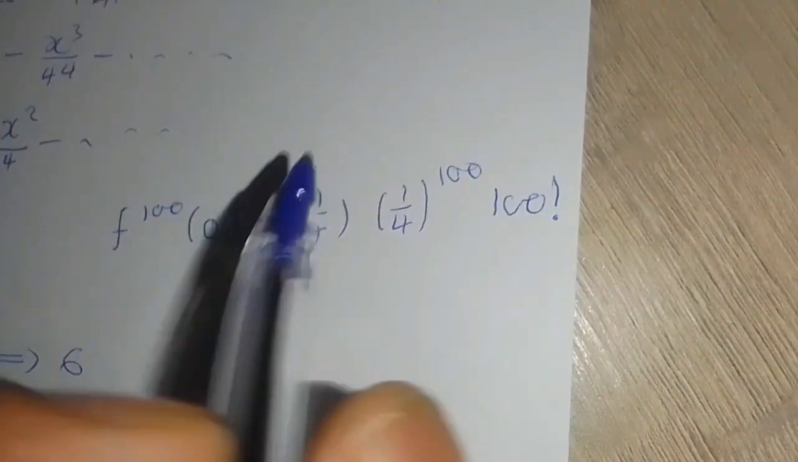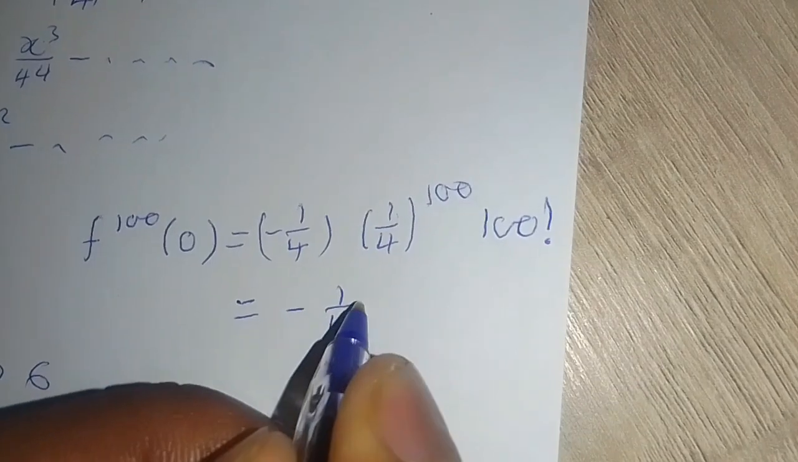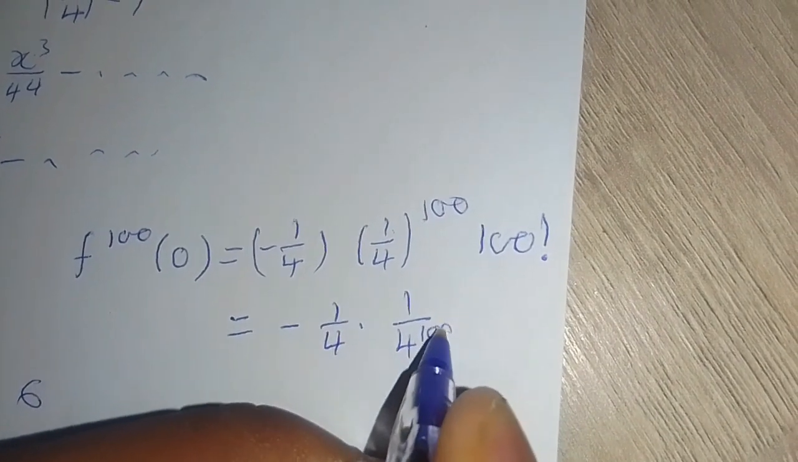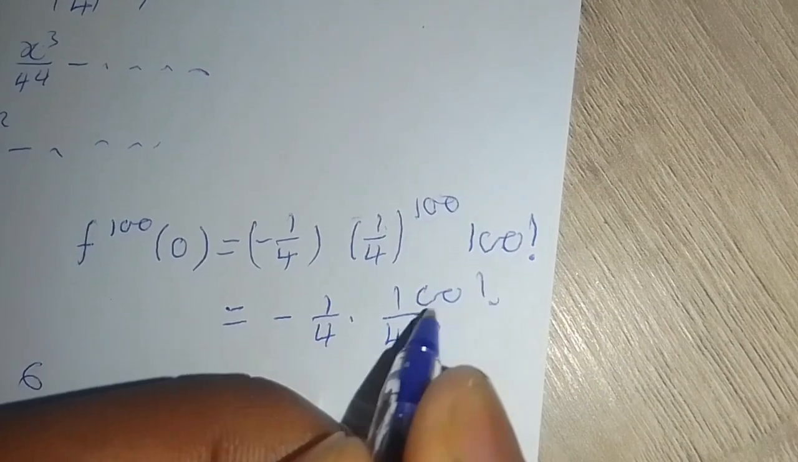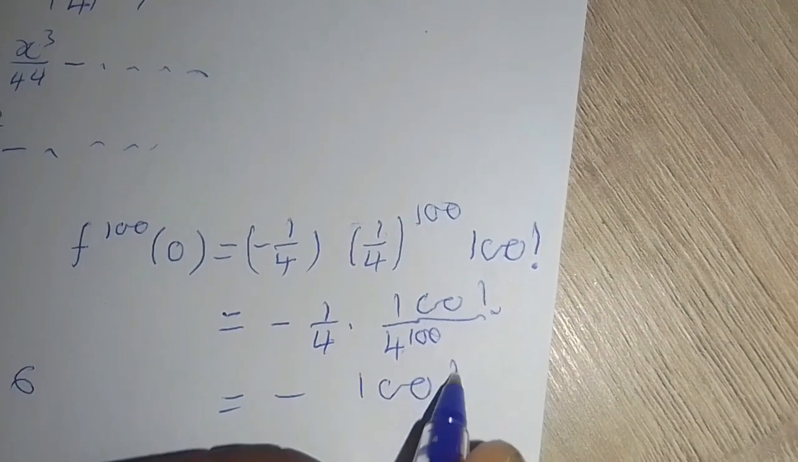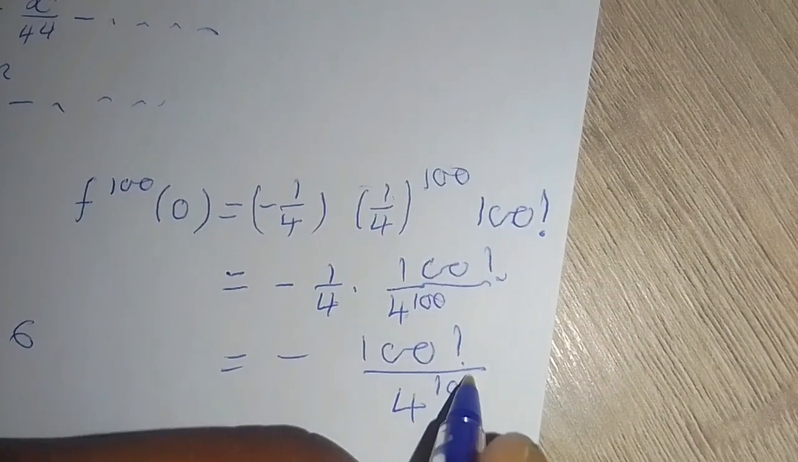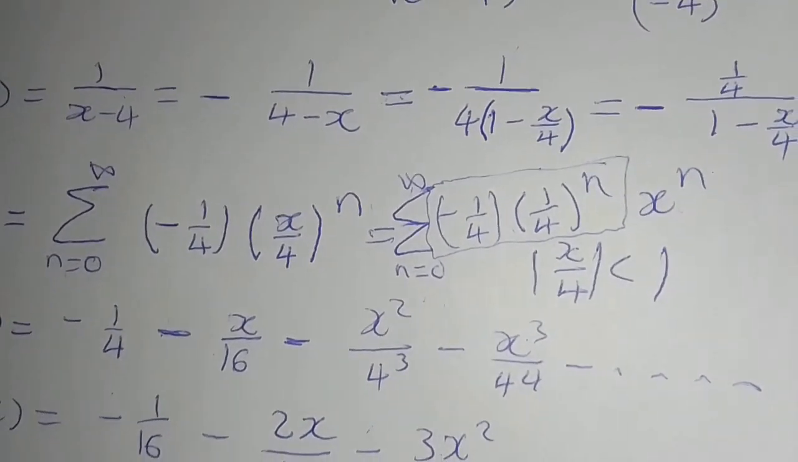It shouldn't be scary because you have 1 over 4. You basically have something like this, minus 1 over 4 by 1 over 4 to the 100, because 1 to the 100 is the same as 1. And so you multiply that by 100 factorial. And then notice something here: you have 4 and 4 to the power of 100. That will just basically be 4 to the power of 101. So that's basically that. Let me repeat what I said.